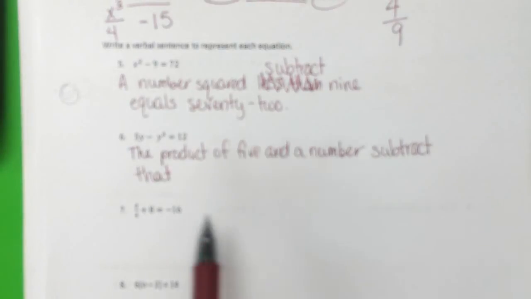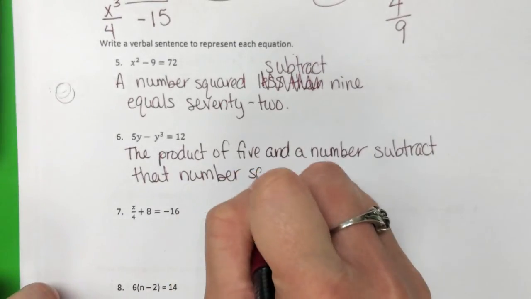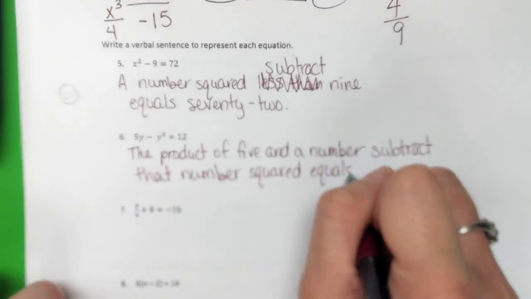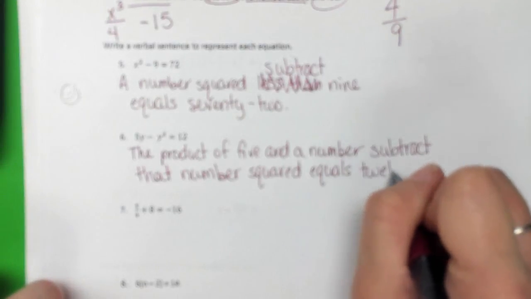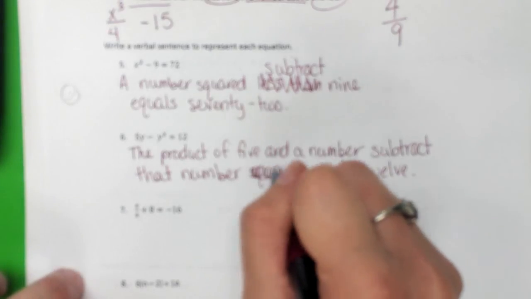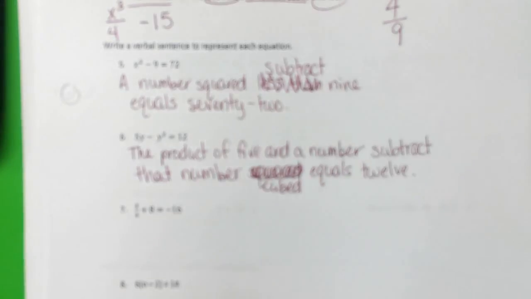Okay. Alright, so the product of 5 and a number subtract that number squared. And then equals 12. Is that okay? That's cubed. Is it cubed? Oh, it is cubed. Thank you. Take a look at the paper instead of that fuzzy screen.